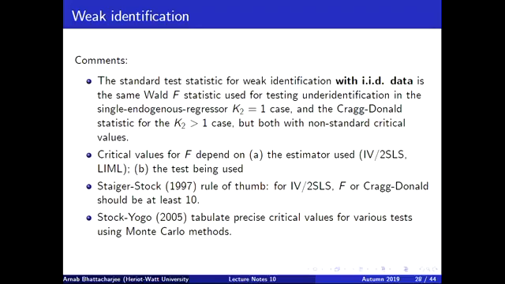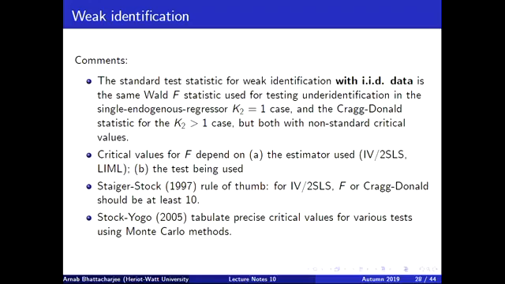What is the standard test statistic for weak identification? Well, that is the same F statistic for under identification. The two are exactly the same, in the case of a single endogenous regressor. And Cragg and Donald then extend this to the K2 more than one, so more than one endogenous regressor case.